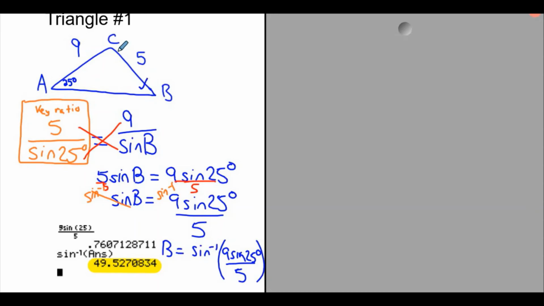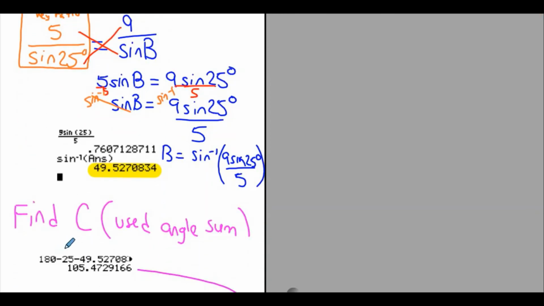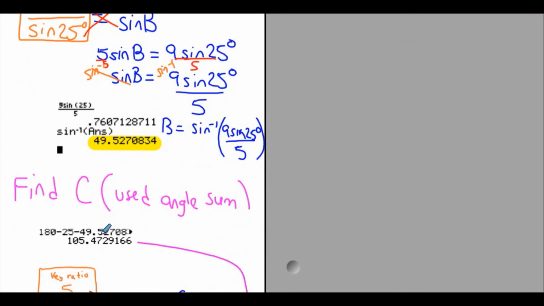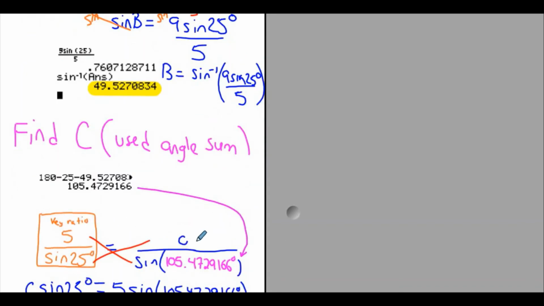Once I have B, to find C, I'm going to use angle sum. So to find C, I use angle sum. I take 180 degrees, subtract the given 25, subtract the just found 49.57527, giving me this 105.7473, which is clearly obtuse, which makes sense. Make sure what you're doing makes sense as you're going along, so you don't get overwhelmed. I'm going to go back to this key ratio and use it again to find side C. So 5 over sine of 25 is equal to side C divided by sine of the angle I just found that corresponds to side C.